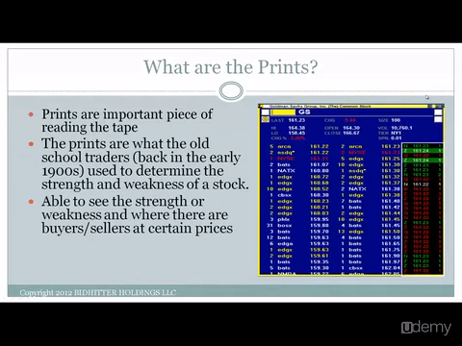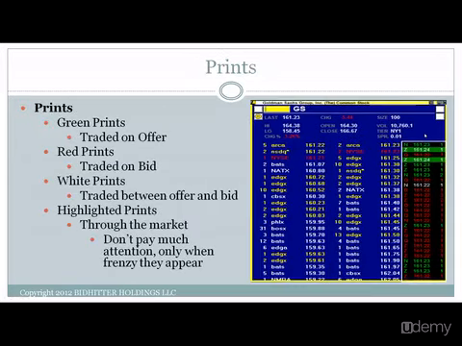And the prints are usually what old school traders use to determine whether a stock was strong or weak. Remember, they didn't really have charts in real time. The technology wasn't around at that time. So they looked at the prints and saw where the stock was trading and whether it was strong or weak. And with the prints, you're able to see strength or weakness and where there are buyers and sellers at a certain price. Because you're gathering the information from the prints and analyzing it, you're able to see if a certain stock is strong or weak because of that.